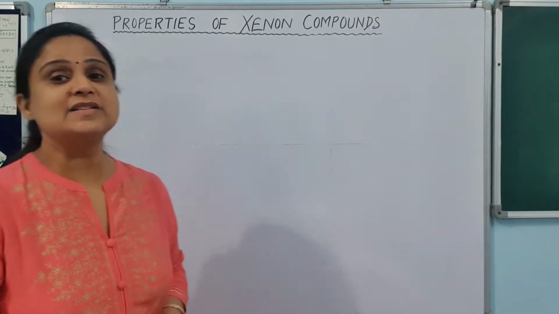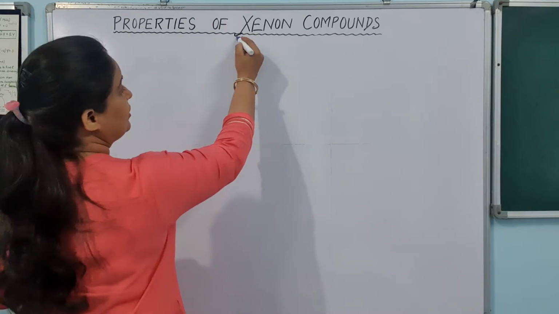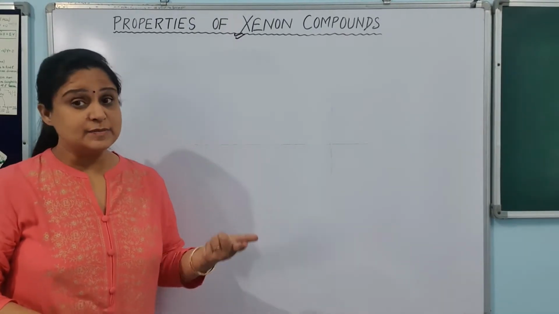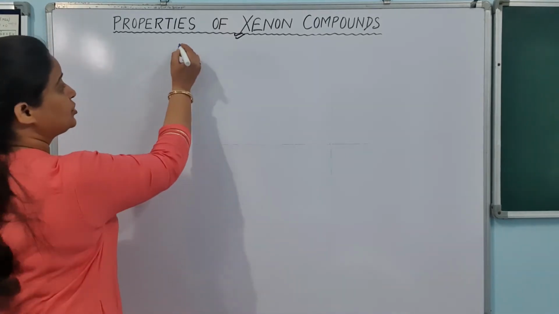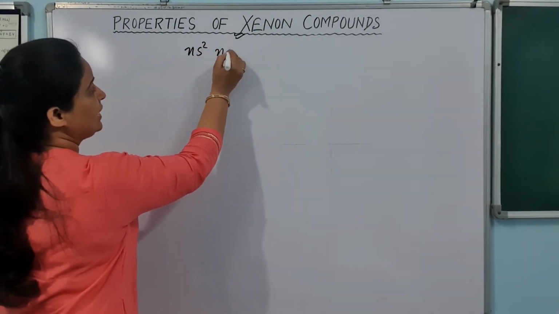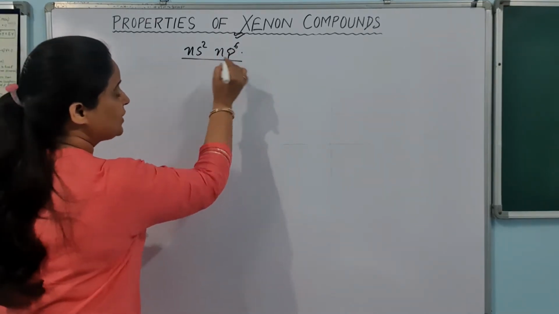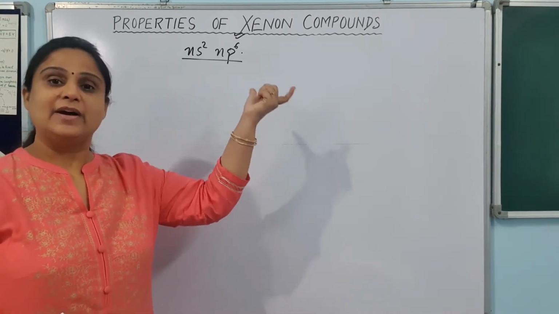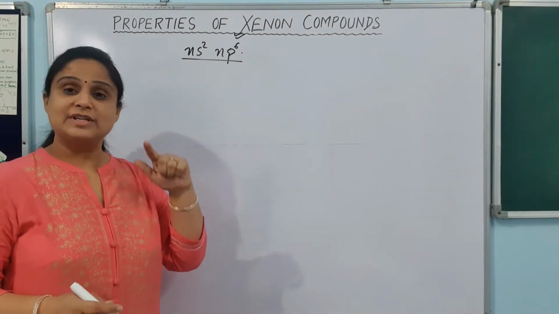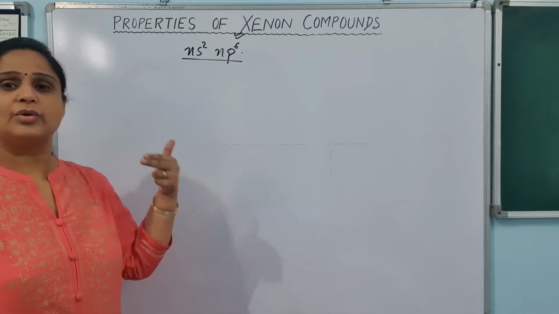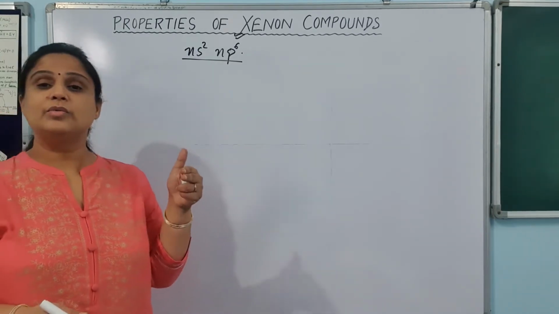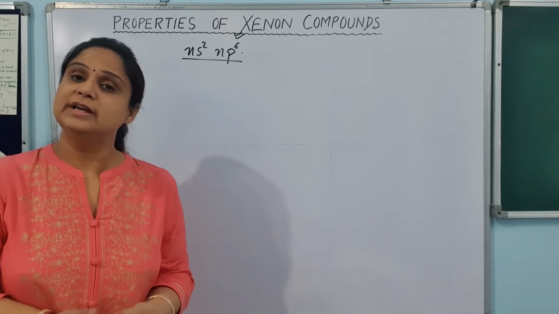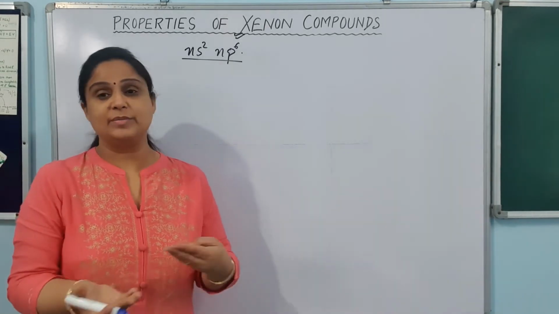First thing, we are going to talk about xenon compounds. One thing we already know is that xenon belongs to the 18th group, and group 18 elements have the outermost shell configuration ns2np6. That means the outermost shell is completed, the octet is completed, with 8 electrons in the outermost shell. So just like other elements, helium, neon, argon, this xenon also belongs to the group which does not react. Hence this also has a tendency not to react, because its octet is completed, so it will not react.